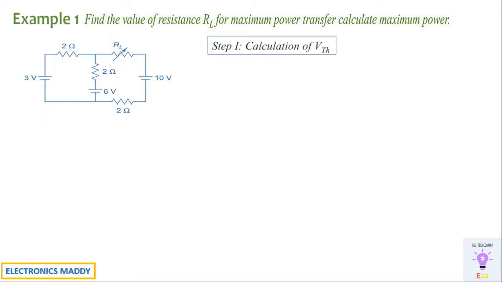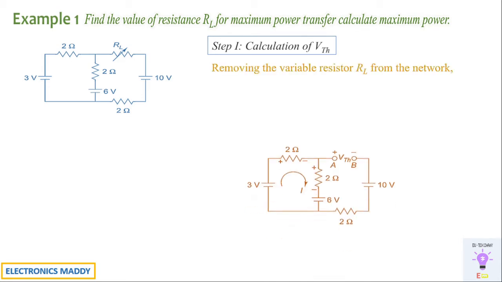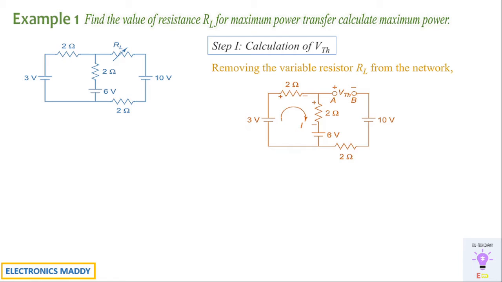First up is to calculate the value of ETH. For that we'll be opening the terminals with respect to RL and we'll have a network in this particular fashion. Once you arrive at this, be very careful while indicating the directions of the currents and keeping a common convention. I have represented the current entering as positive and when it is leaving I have entered it as negative. Apply KVL to this particular mesh. You only have one mesh over here, the second one is open circuit, so there will be no current flowing through this path, only through this path.